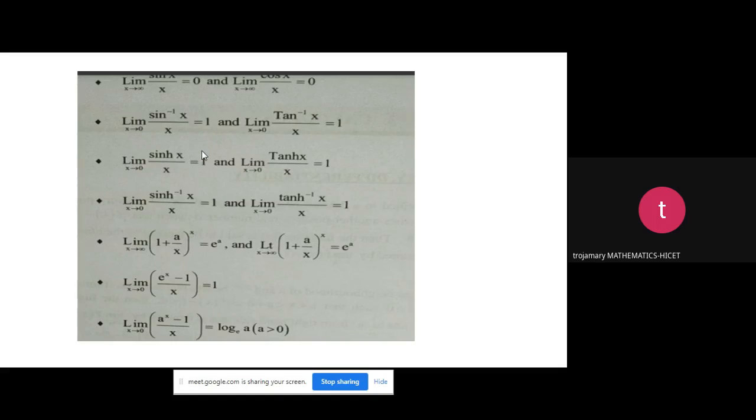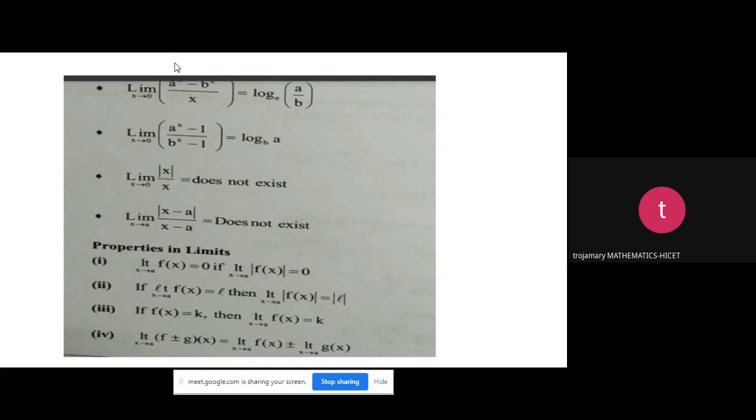where a is positive. Students, please notice all the formulas. These formulas are very important. Now limit x tends to 0 (a power x minus b power x) by x equals log a by b to the base e. Then limit x tends to 0 (a power x minus 1) by (b power x minus 1) equals log a base b. Limit x tends to 0 mod x by x doesn't exist. Similarly, limit x tends to a mod (x minus a) by (x minus a) doesn't exist.